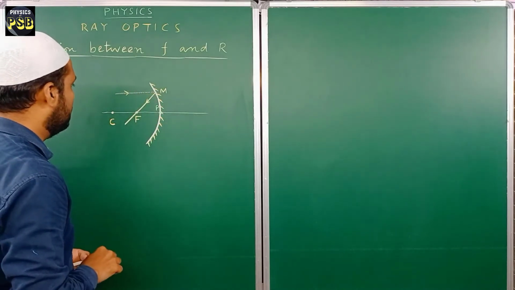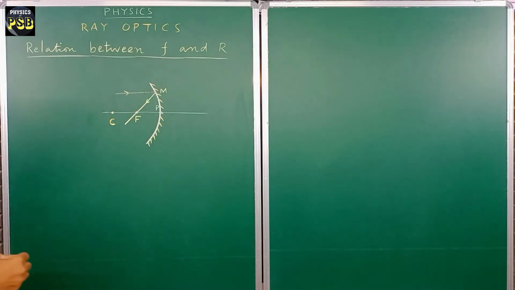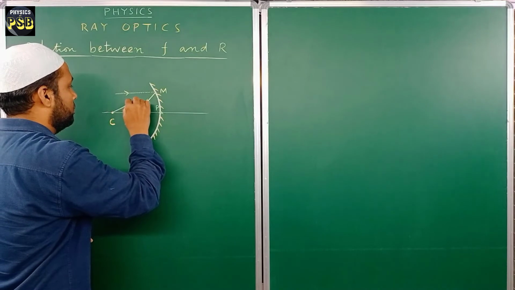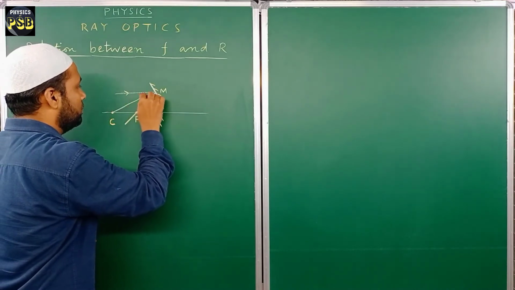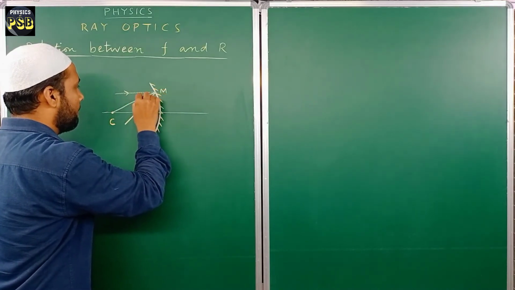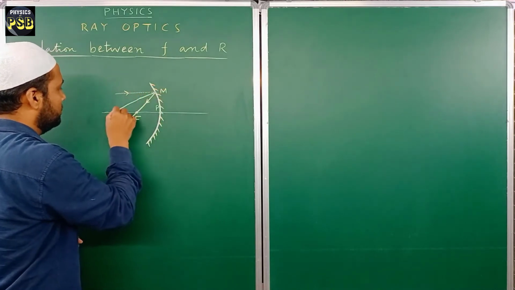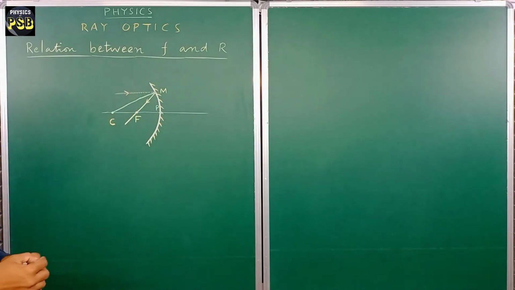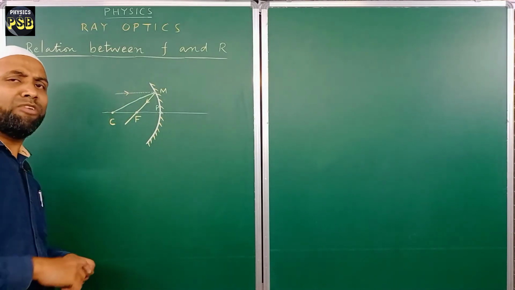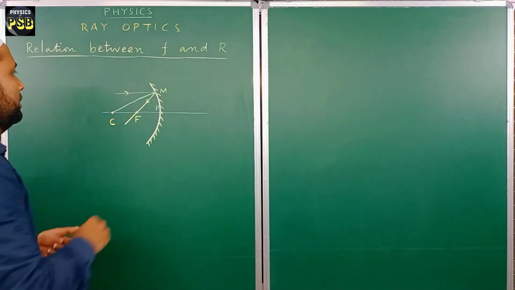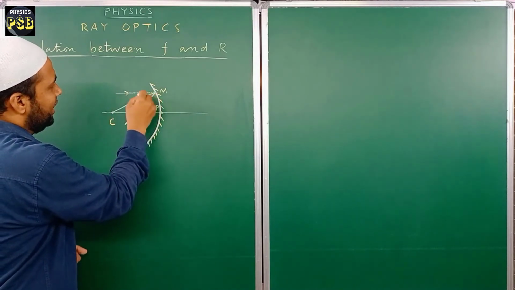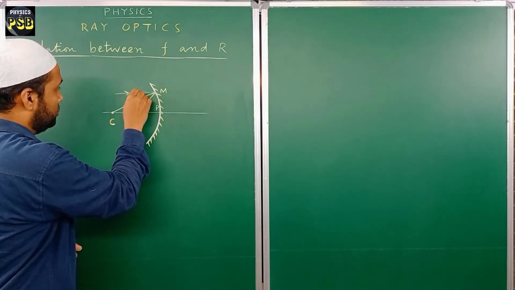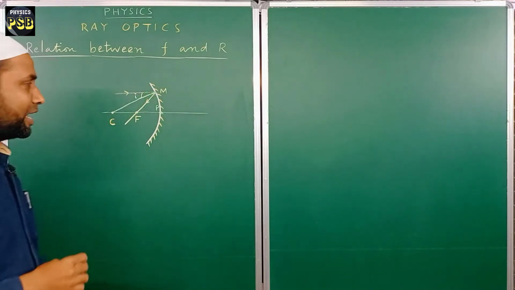This is the reflected ray. Now, the line which connects the center of curvature and the mirror is known as the normal. This is the normal line that passes through the center of curvature and meets the mirror. With respect to the normal, we measure all angles. The angle between the incident ray and the normal is called the angle of incidence, represented by the letter I.